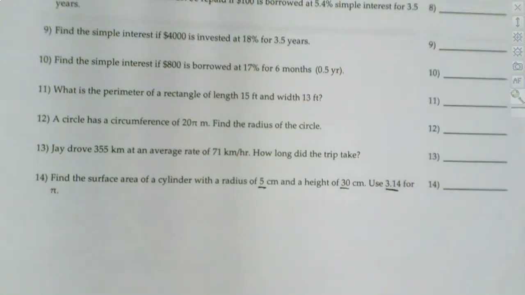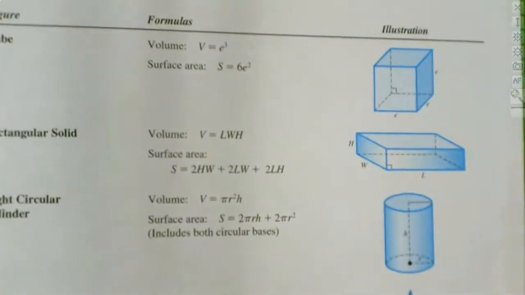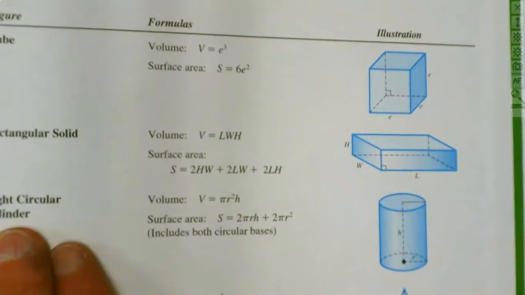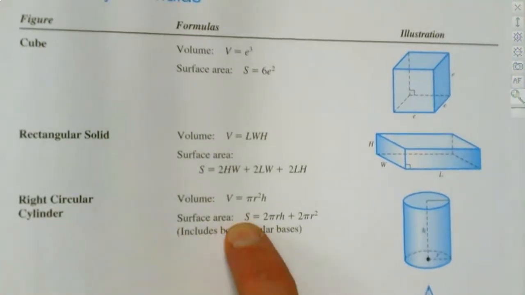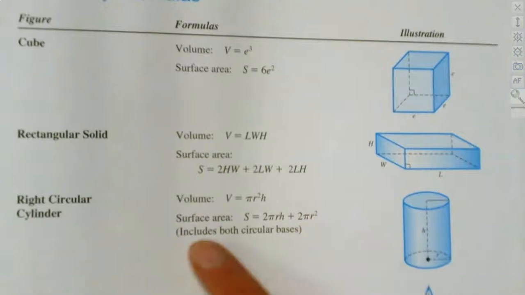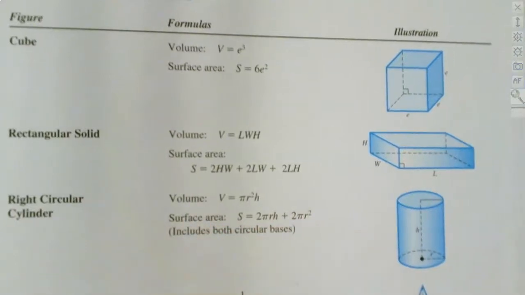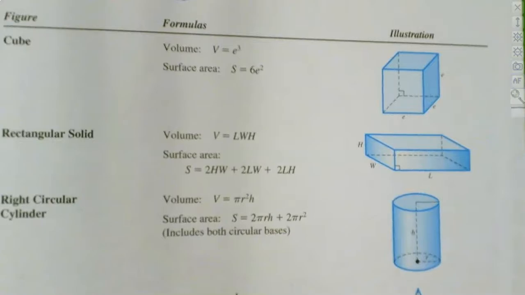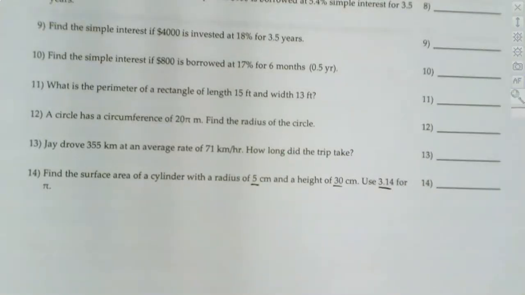So we want a cylinder. So we want a right circular cylinder here. And this is our formula. Surface area is S equals 2 pi RH plus 2 pi R squared. So that is going to be the surface area of your cylinder. So we'll write up the formula, plug the pieces in, and finish it.